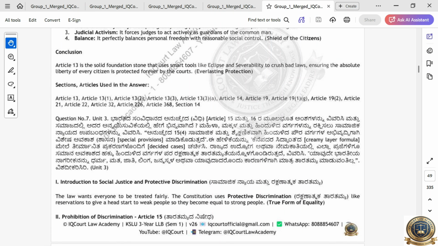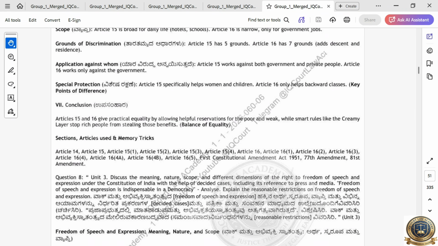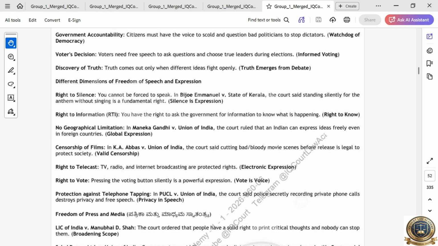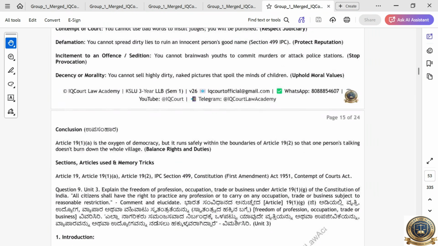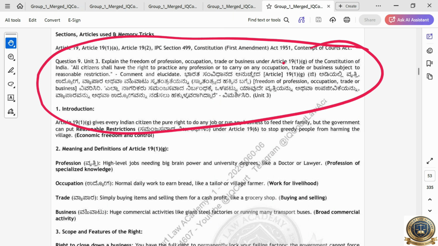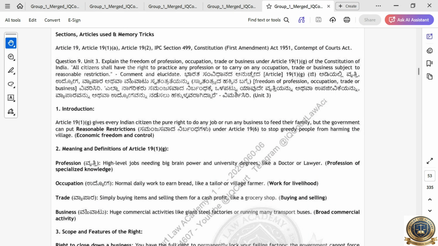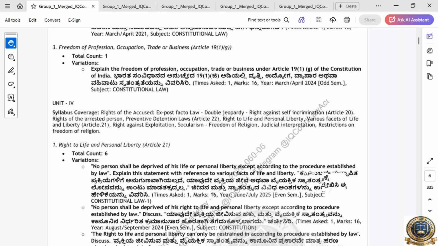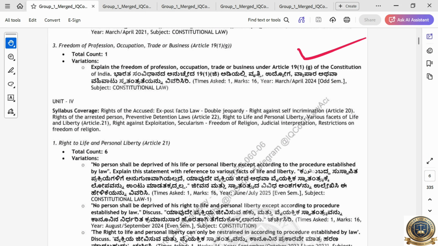Article number 15, 16. We explained in the study material in just 1.5 pages. The freedom of speech, we have covered. So this is the third unit, and freedom of speech also we have covered. See, all these questions, even if it is a silly question or just a 30% probable question, we have covered everything in our study material, that is Article 19(1) and so on. Then we'll go to this, everything we have covered in the study materials.